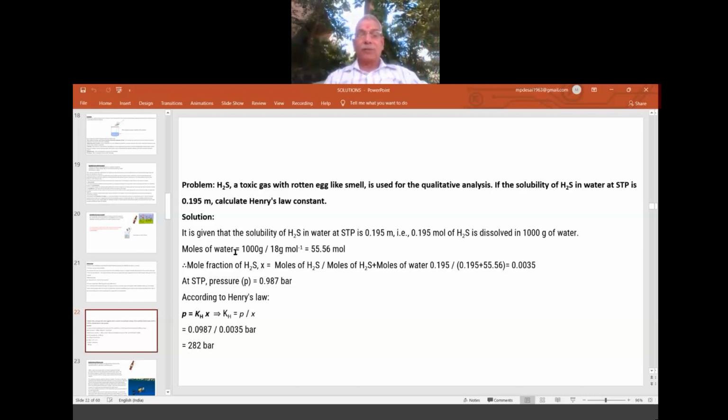Now, what is the mole fraction of H2S? The mole fraction of A in A plus B equals the number of moles of A by the number of moles of A plus B, or total number of moles. In the same way, the mole fraction of H2S equals moles of H2S by total moles. So moles of H2S is 0.195 over the total moles. That gives you 0.0035. That is the mole fraction, the x value, for H2S.